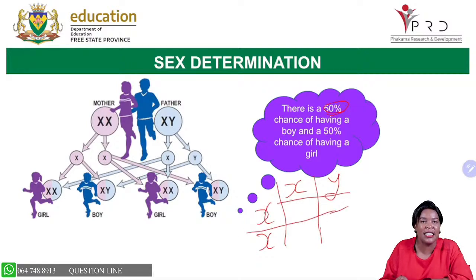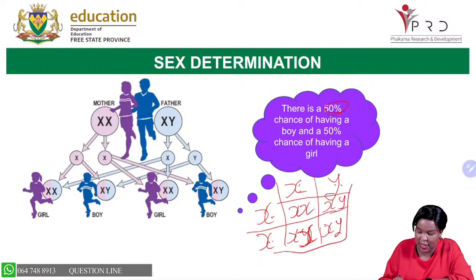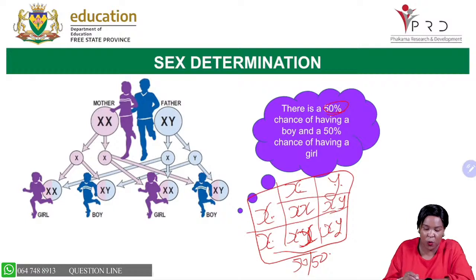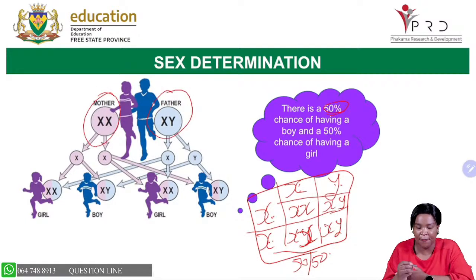So what are the chances of having a boy or a girl? They are always 50-50. XX, this is a girl. XY, it's a boy. Then XX, XX, then X and Y, it's X and Y. So what are the chances there? It's 50-50. So always when a male and a female are crossed, there is a 50-50 chance of having a boy or a girl. So that is how you determine the sex.